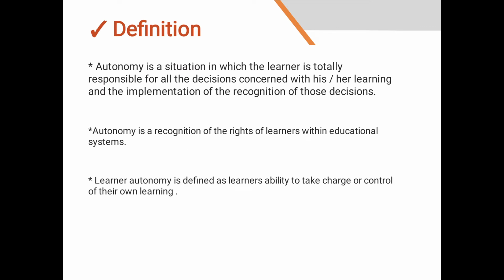The term learner autonomy was first coined in 1981 by Henri Holec, the father of learner autonomy. Many definitions have since been given to this term, depending on the writer, the context, and the level of debate educators have come to. Some of the most well-known definitions in present literature are: autonomy is a situation in which the learner is totally responsible for all the decisions concerned with his or her learning and the implementation of those decisions.